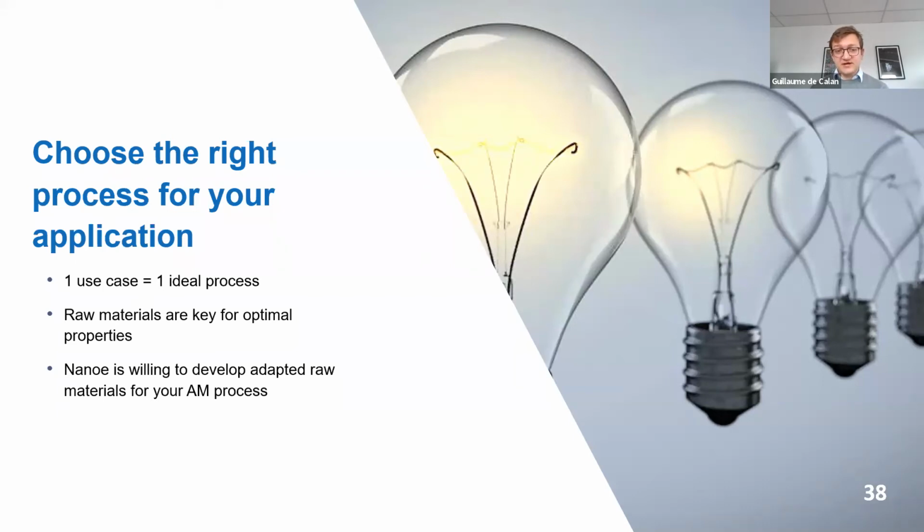Of course, raw materials are key here. That's something we believe strongly at Nanoe. We are a raw material producer, so we believe raw materials are the key. And apart from FDM, which is really our main focus at the moment in additive manufacturing, we are also sometimes developing adapted raw materials for other processes, and that's also something we are clearly willing to do.